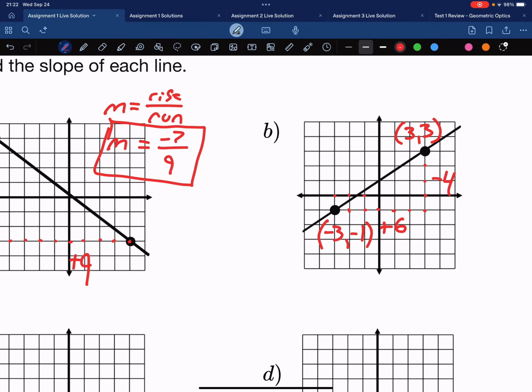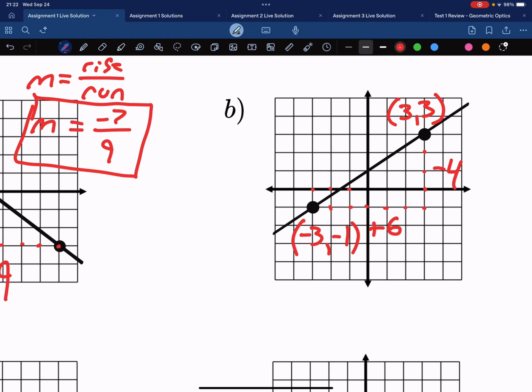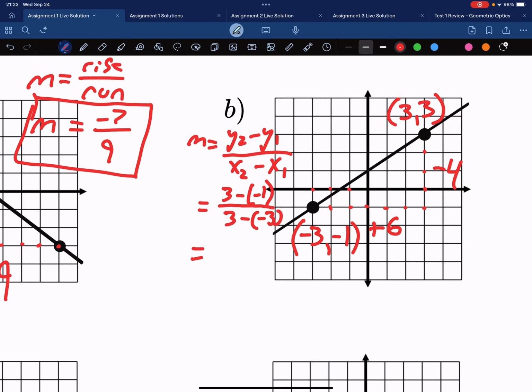And our other slope formula is slope equals y2 minus y1 over x2 minus x1. And plugging in my numbers, point number 2, y value is positive 3. Subtracting the y value of the first one, which is negative 1. So minus negative 1. And same thing with the x values. So x2 is 3, minus negative 3. Top, that's actually going to become positive 4.